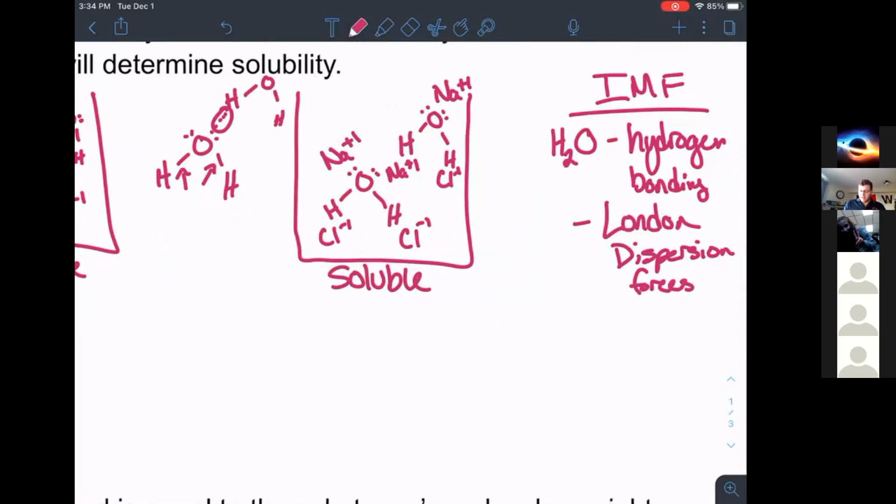And then the other thing I do want to point out is that hydrogen bonding is just a special dipole-dipole interaction. So a dipole-dipole intermolecular force. And do you guys remember what a dipole meant?